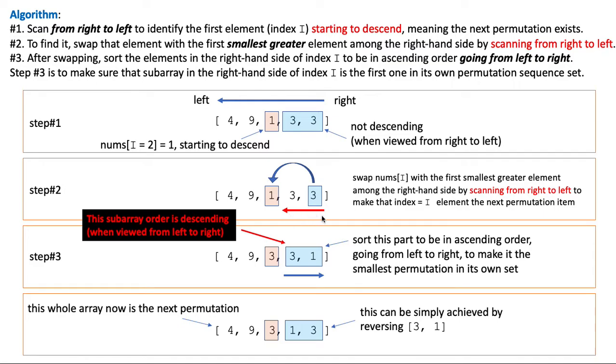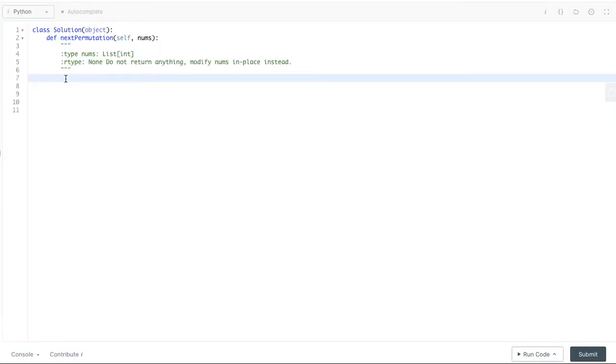And now we can see why it's important to scan from right to left, and also find the first one, because if we are scanning from left to right, then we'll be swapping this 3 element here, and as a result, this subarray will become 1, 3, and that will cause a problem if we simply want to reverse the order of this subarray. So that's why we want to scan from right to left and find the first smallest greater element here. Now, with all the background knowledge introduced, we can get to the exciting part, the code writing part.